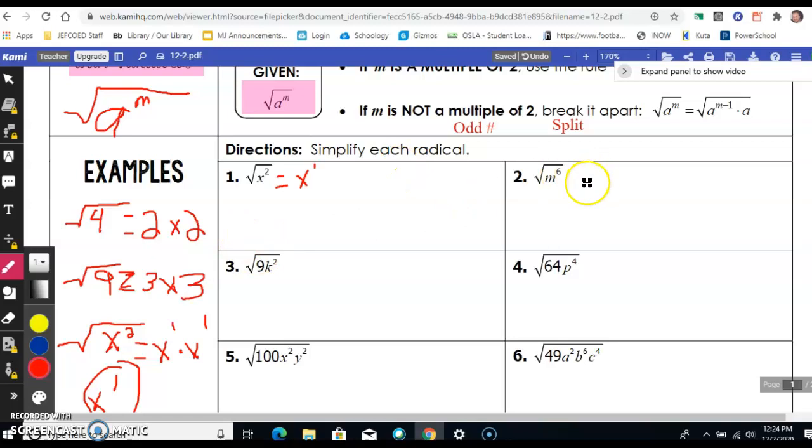Okay? All right, same thing here, m to the 6th. If we split that, what would the square root of m to the 6th be? M to the 3rd. Okay, now I'm going to pause right here.